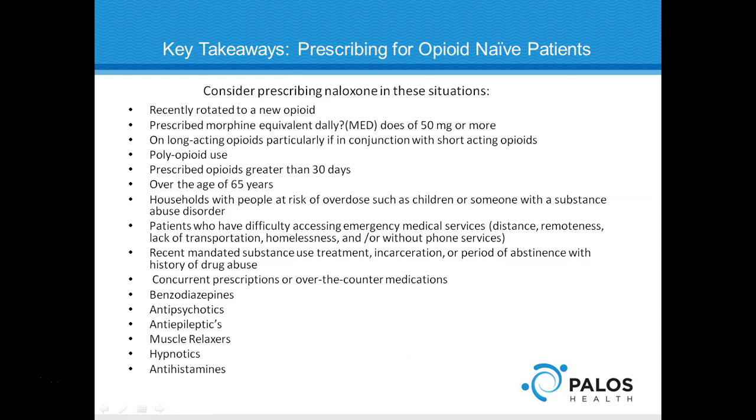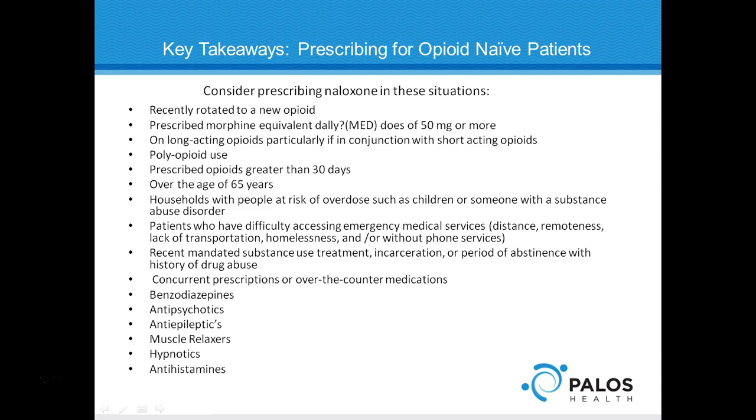I want to also remind everybody that the prescription of naloxone is highly recommended nowadays. An important thing might be to consider rotating opiates. Calculate the medications that you're prescribing in morphine milligram equivalent dosage, and there are formulas that are readily available on the web. On long-acting opiates, particularly in conjunction with short-acting opiates, be aware that you need to calculate the morphine milligram equivalents. Be careful not to prescribe over a 30-day supply, and be careful with those who are over 65, as these are people that can easily overdose.